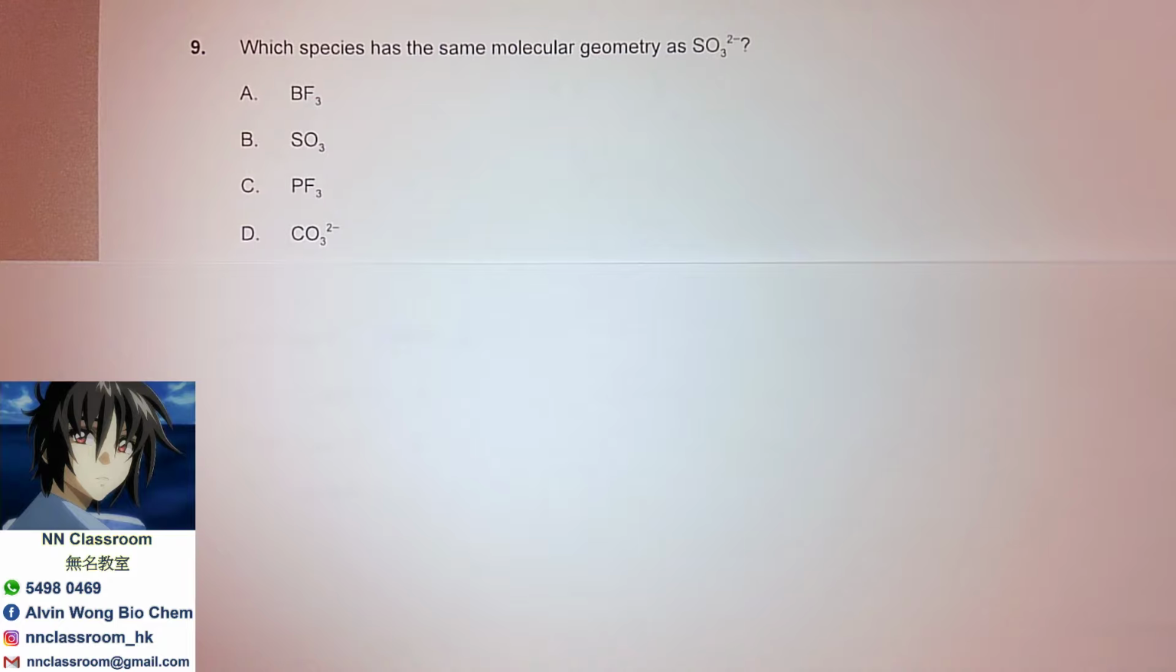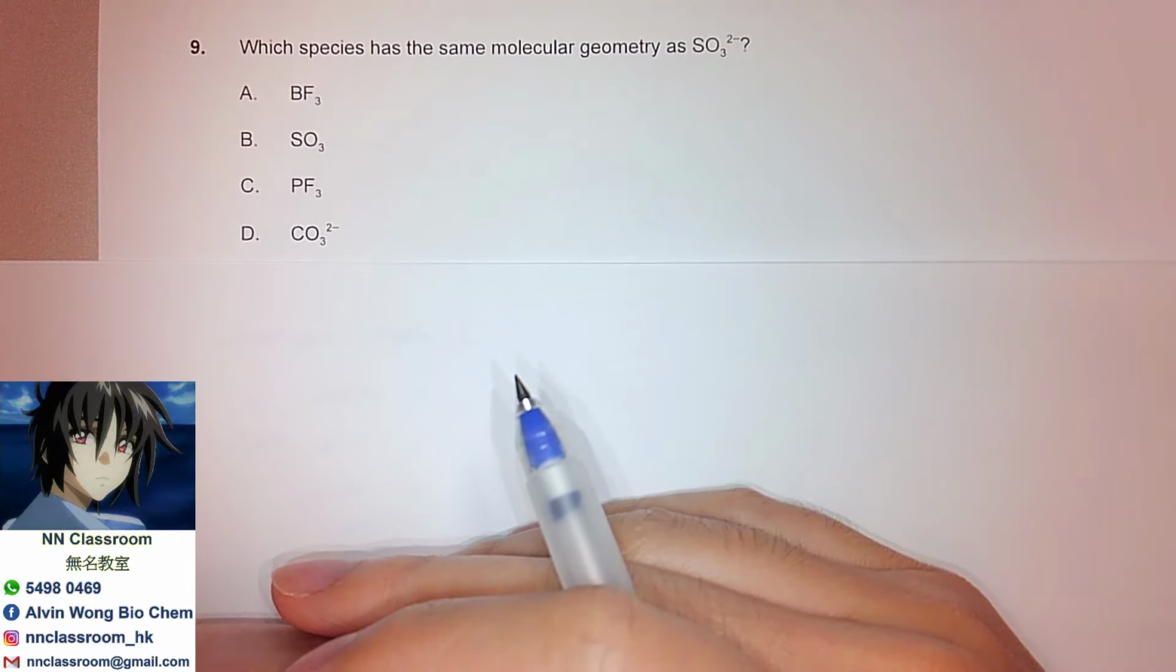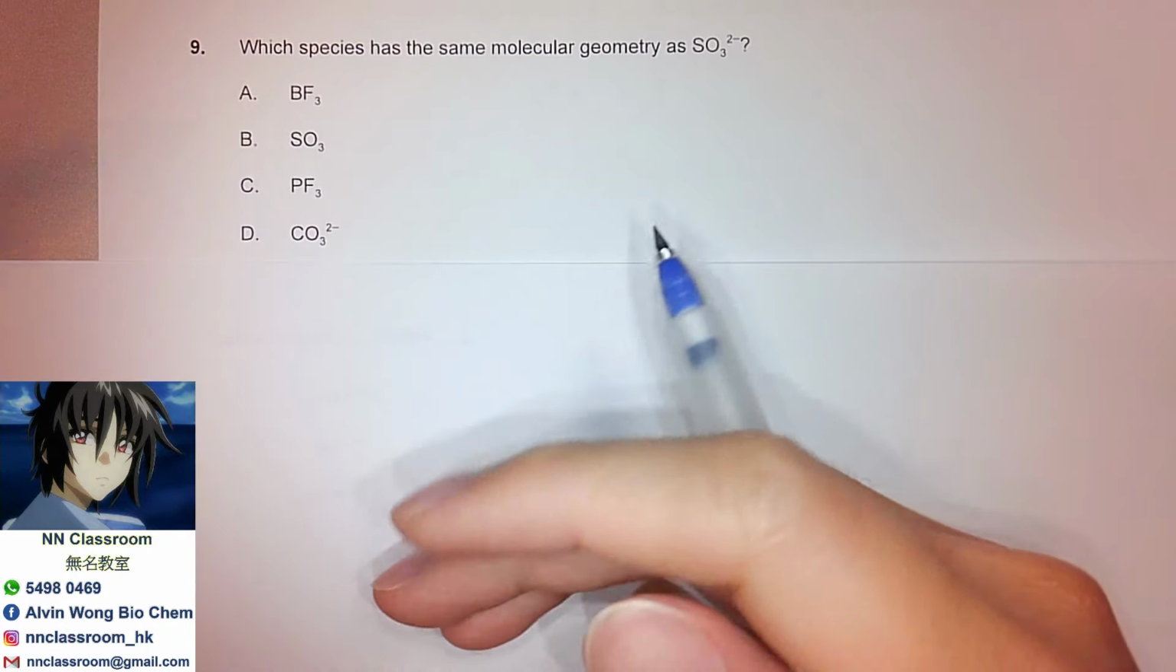Today I'd like to share with you a past paper question extracted from 2018 Time Zone 0 in November. Question number 9, related to topic 4 about molecular geometry deduction, which simply means the shape deduction of a molecule. Let's see. It asks, which species of the following has the same molecular geometry?